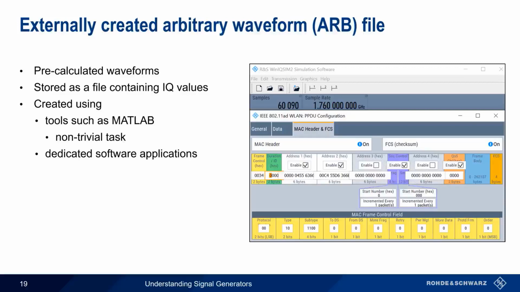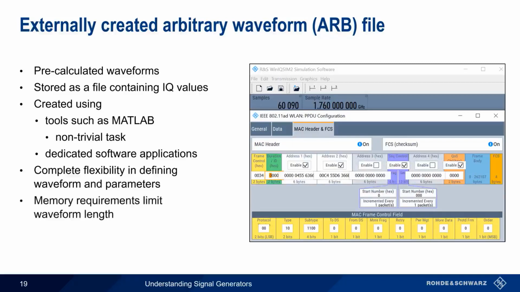As the name implies, an ARB file provides complete flexibility in the characteristics of the signal. Any arbitrary signal can, theoretically, be created by generating the appropriate IQ values. The main limitation when using arbitrary waveform files is size. The length of the waveform is limited by the maximum number of samples that can be stored in the vector signal generator's memory.